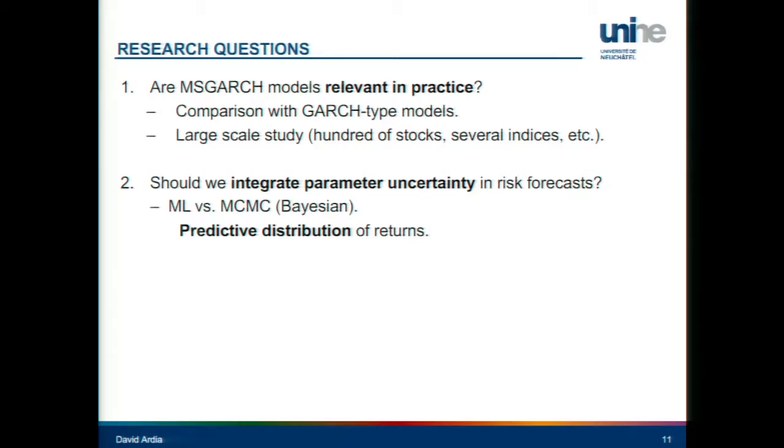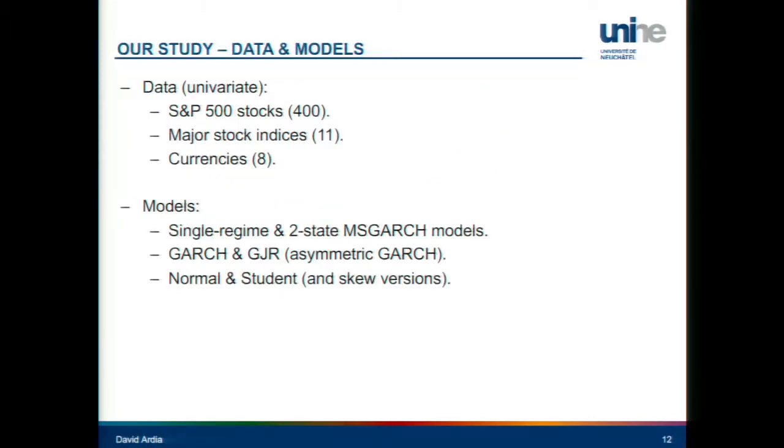And the second one is to investigate whether we should integrate the parameter uncertainty in the forecasts, right? So with MLE, maximum likelihood estimation, you get 1 point forecast. But you could run a Bayesian estimation of the model and via the predictive distribution account for the parameter uncertainty in the forecast. So the second question we want to answer is whether the Bayesian estimation is better in order to estimate and to forecast risk with these models.